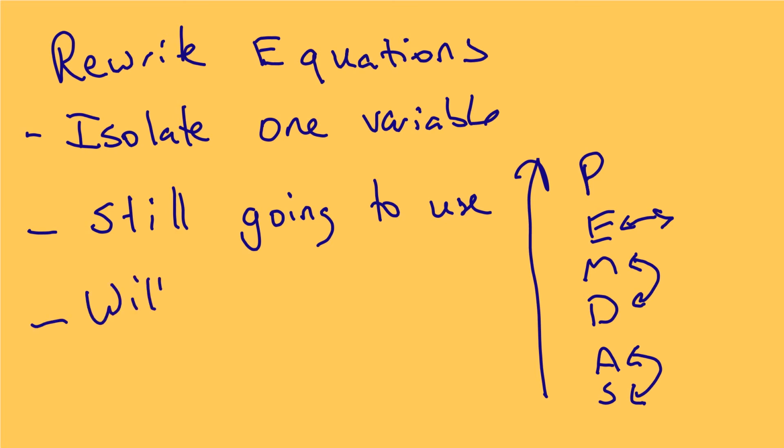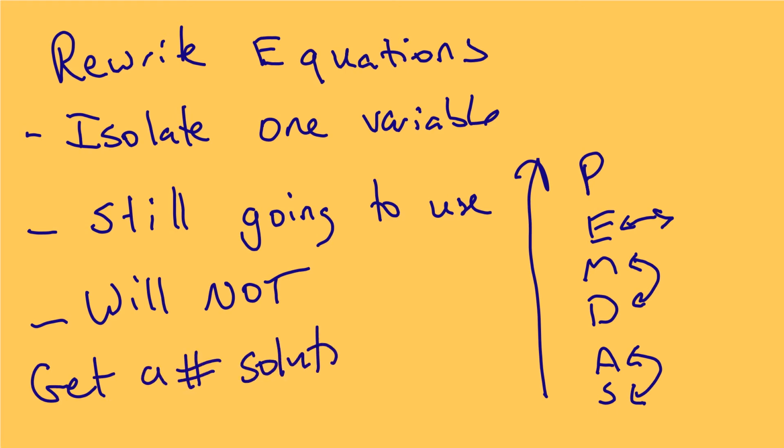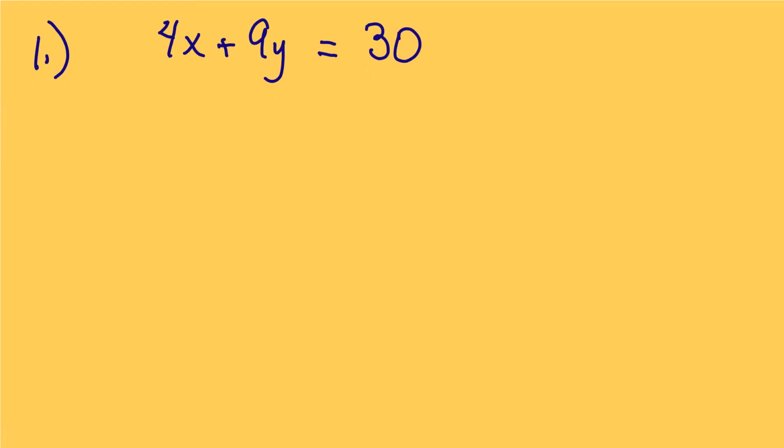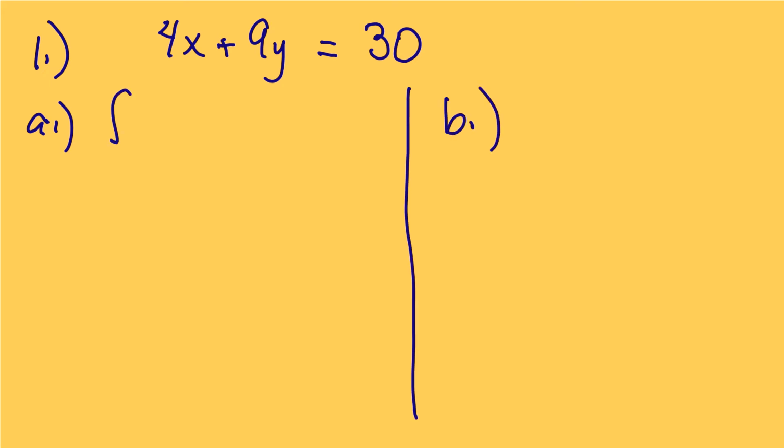We will not get a number solution. It won't just be x equals a number, alright, because there's two variables. Alright, number one is 4x plus 9y equals 30. We did do this in class, so you should have it, so I'm going to go through pretty quick. Remember, everyone's going to have two problems, two parts. There's going to be an A part, there's going to be a B part. So you're going to have 4y and 4x. This just tells me what variable I'm going to isolate.